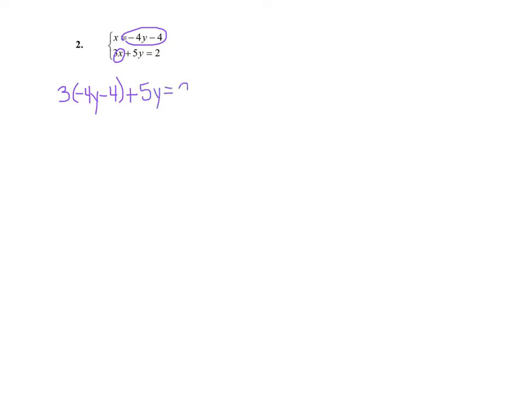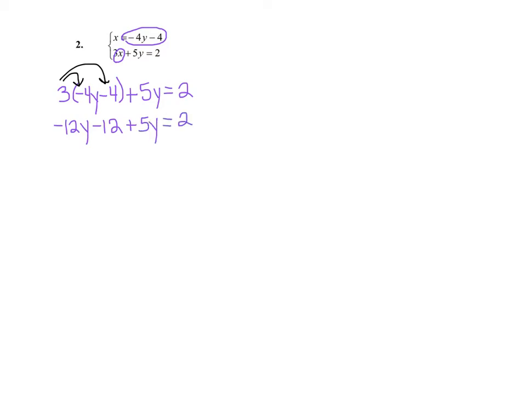And now we're going to solve for y. Our first step was to substitute the expression for either x or y in the other linear equation. Our first step, we want to distribute the 3. So 3 times negative 4y is negative 12y, and 3 times negative 4 is negative 12. And we're going to bring down plus 5y equals 2.